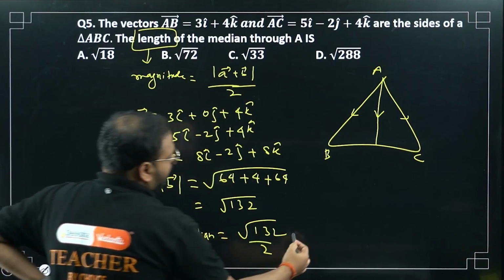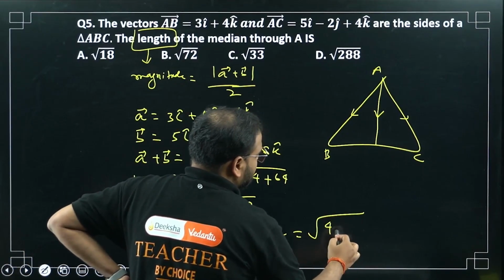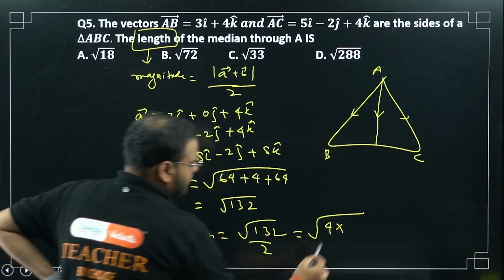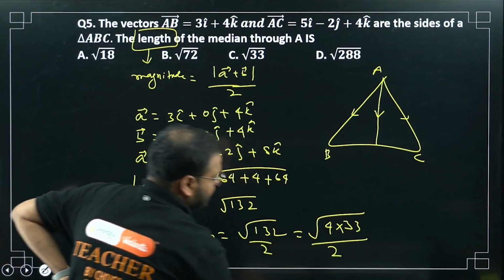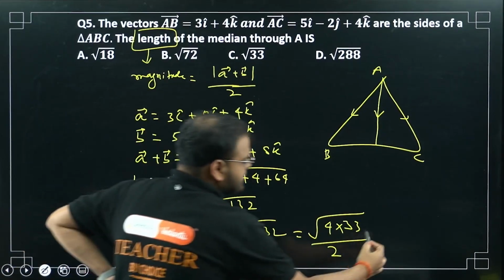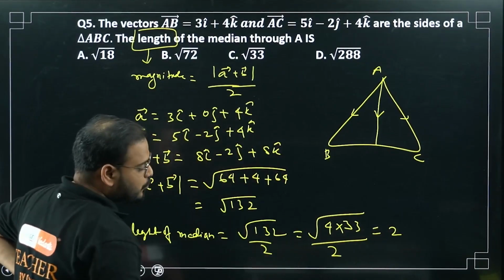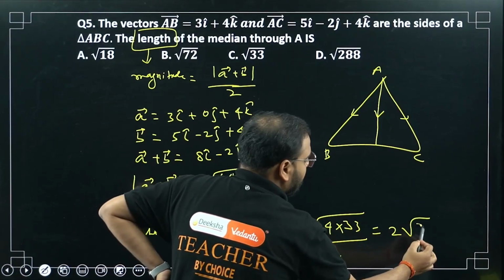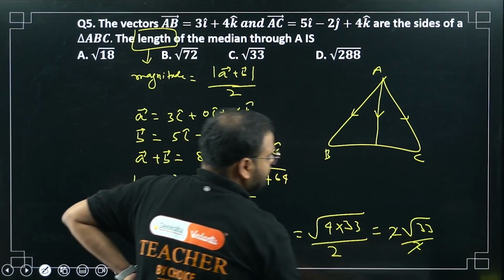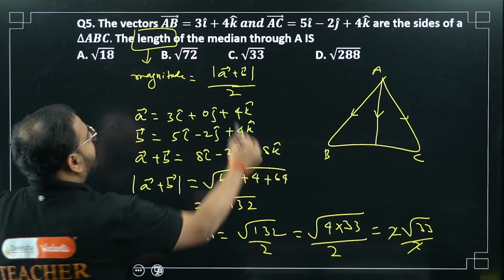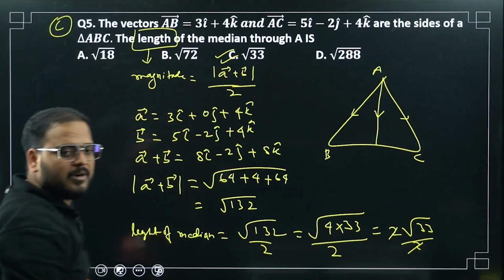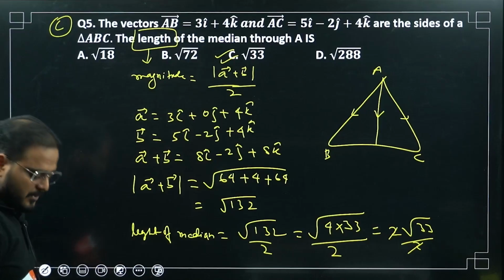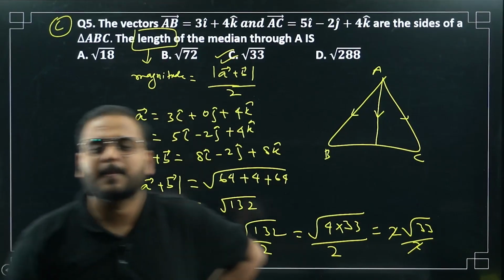I can take 4 over here as a factor. So 4 times 33, since 4 times 3 is 12 and 4 times 3 is 12 again, by 2. Can I take 4 common again? Yes, 4 outside I can take, so it will become 2 if I come out of the root. 2 and 2 cancel. What is the answer? Root 33. Option number C. Please have a look. Option C is the correct answer. Simple enough. Extremely simple question.